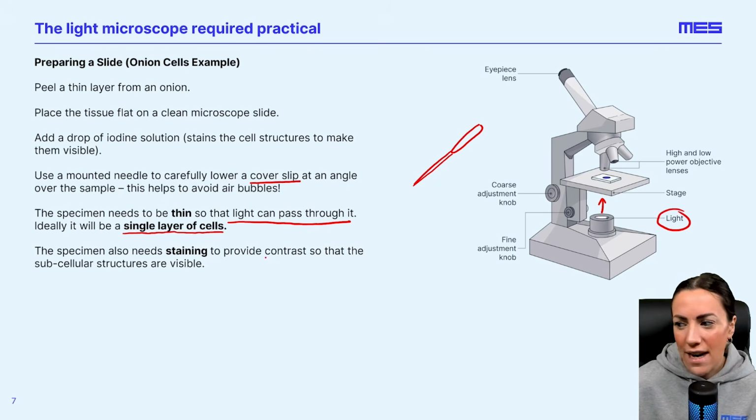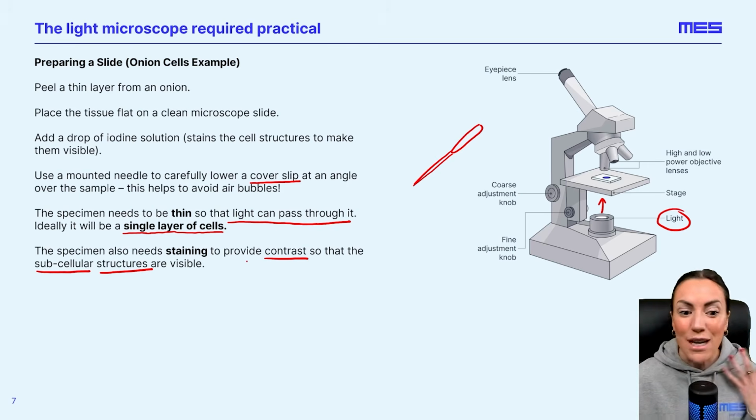We also do need to use that stain, that iodine, which is orange. It helps to provide contrast. And again, it's about making the subcellular structures more visible, because they're going to be colourless without that stain. So making sure it's thin so light can pass through, and using a stain to increase the contrast. Both of these things are going to help us to see the subcellular structures.